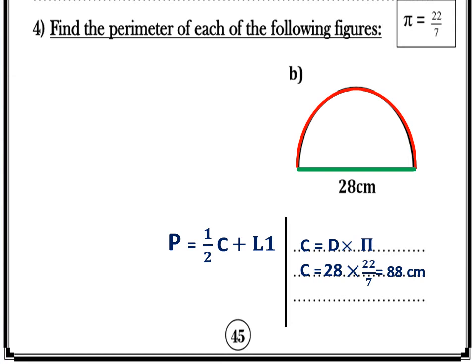And now let's find half the circumference. So half multiply C. Half multiply 88 will be 44 centimeters. We are going to put it in the parameter to find the answer. So P equals half the circumference, 44, plus line 1, which is 28. Put it on calculator, the answer will be 72 centimeters.